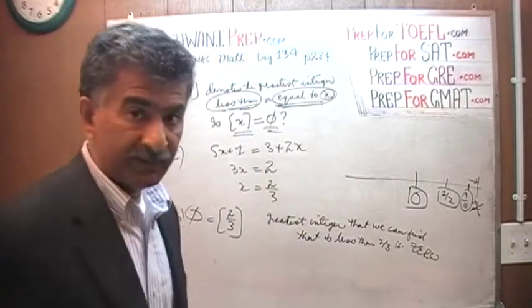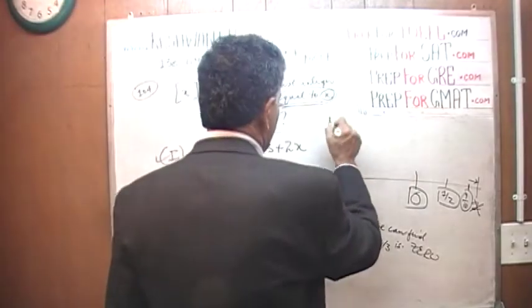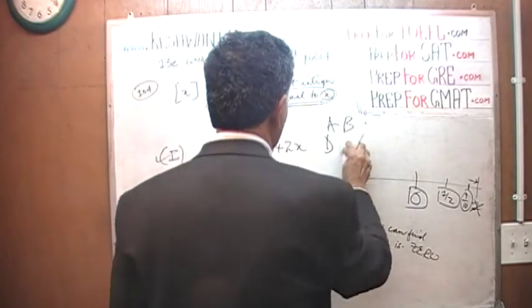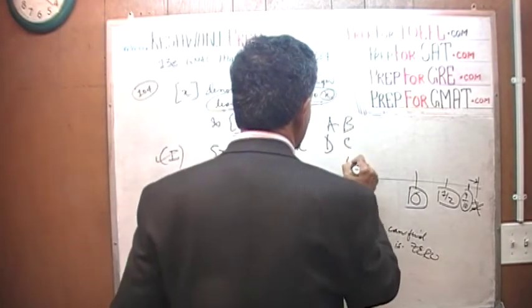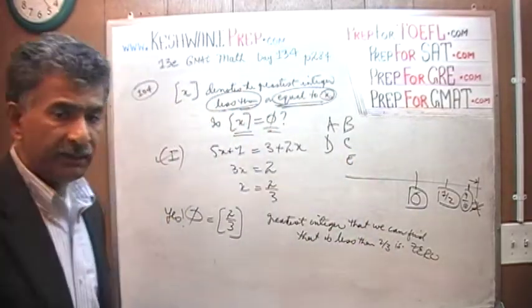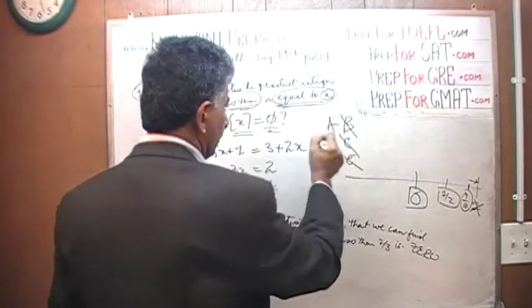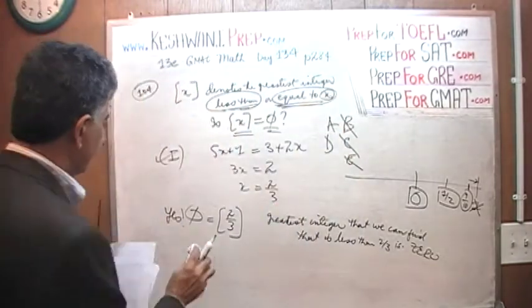Since the first statement by itself is enough, AD, BCE. Since the first statement by itself is enough, the answer cannot be B, C, or E. It would have to be either A or D. Let's look at the second statement.